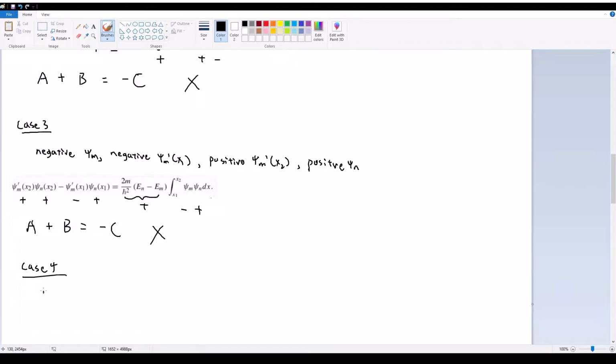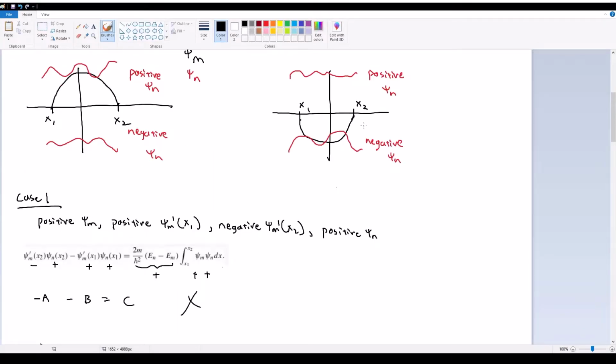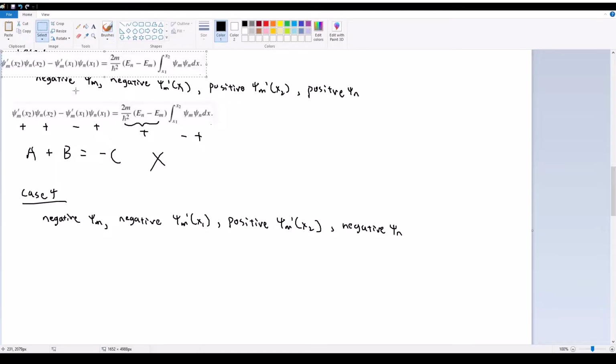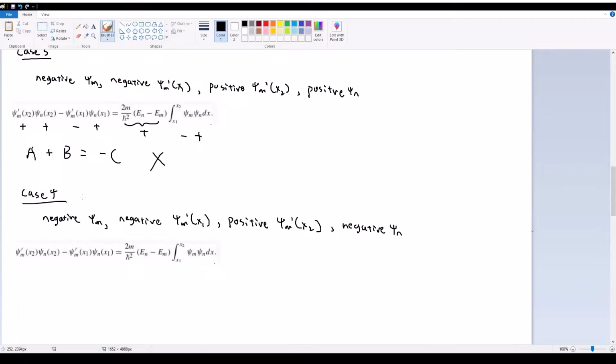So it's the exact same thing. Negative psi m, negative psi m prime at x1, positive psi m prime at x2, and then this time a negative psi n. So we're looking at case 4 where both psi n and psi m are negative. In this case, psi m prime at x2 is positive, psi n is going to be negative, psi m prime at x1 is going to be negative. Psi n at x1 is going to be negative.